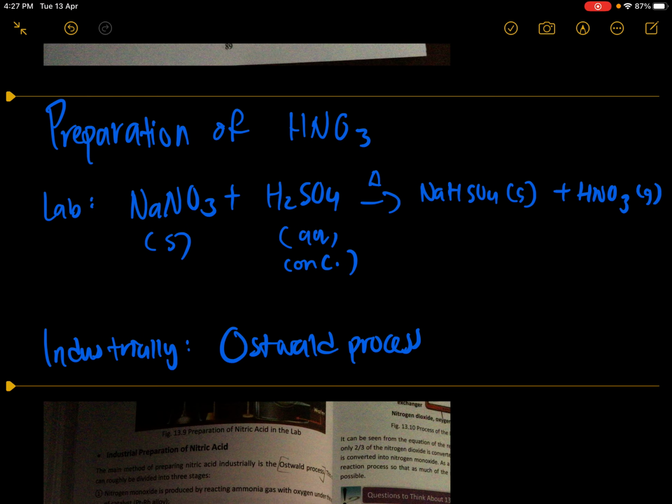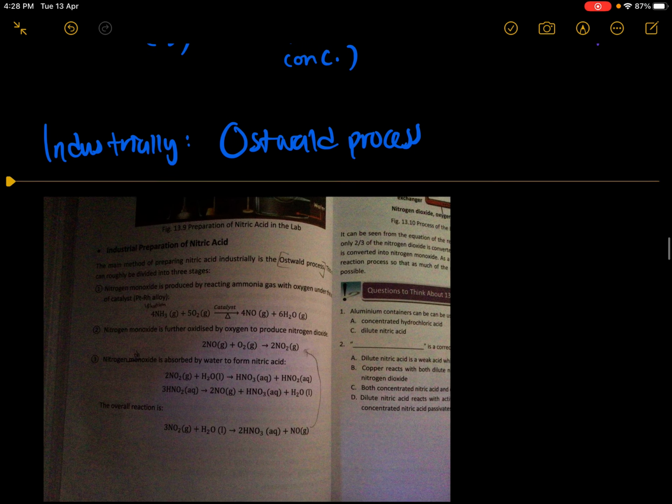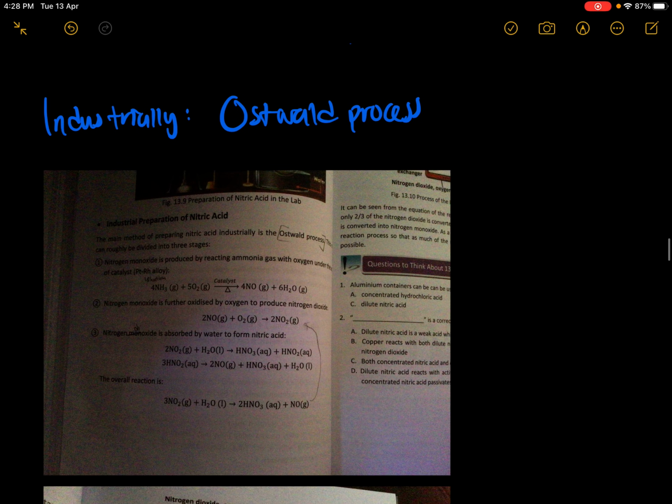How do you prepare nitric acid? I mean not nitrogen dioxide, nitric acid. There are always two ways to prepare: one is lab, one is industrial. For lab, you react concentrated sulfuric acid with sodium nitrate. So you'll produce, I don't know what this is called, and HNO3. And then industrially, we call it the Ostwald process.